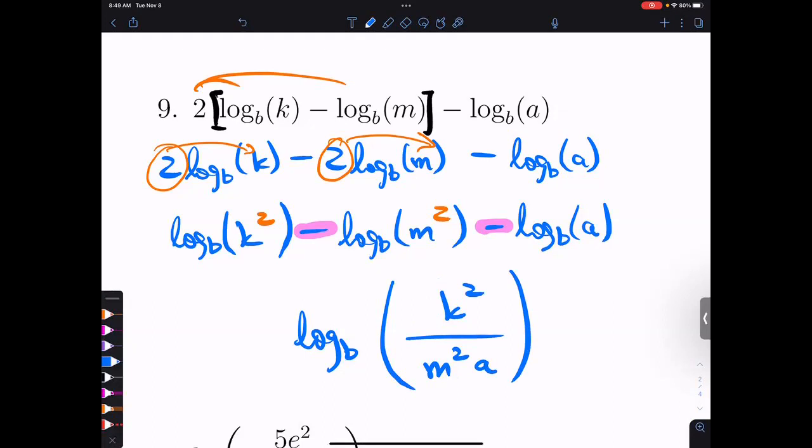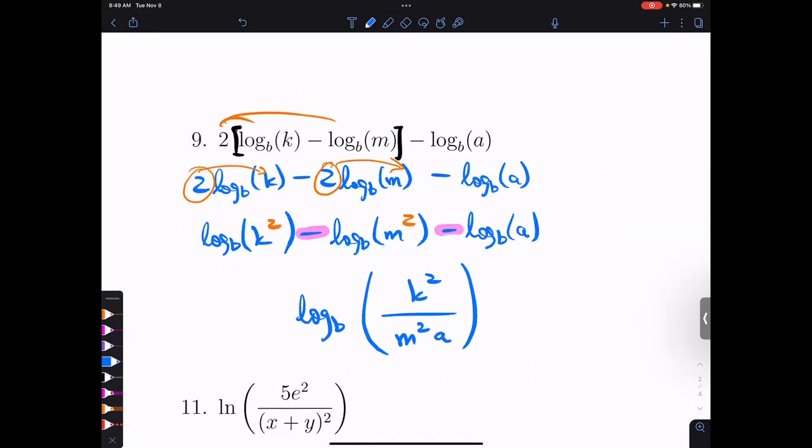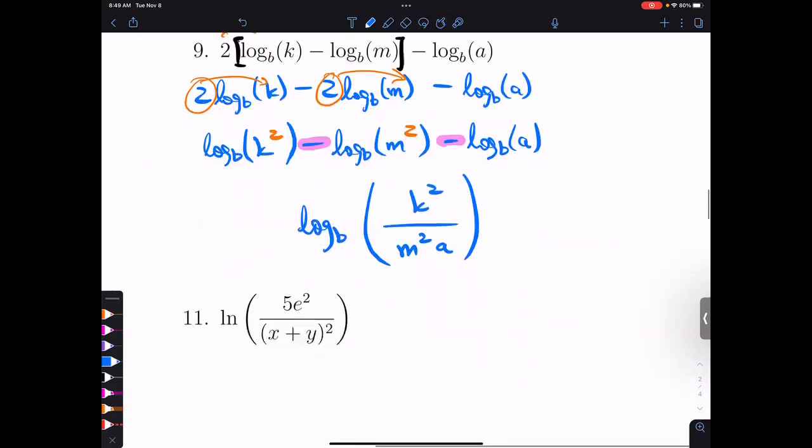So the shorthand version ends up being that things that were positive to begin with, like log terms that were positive, end up being in the numerator. Things that were negative to begin with end up being in the denominator.